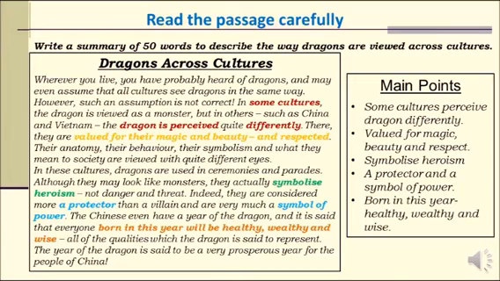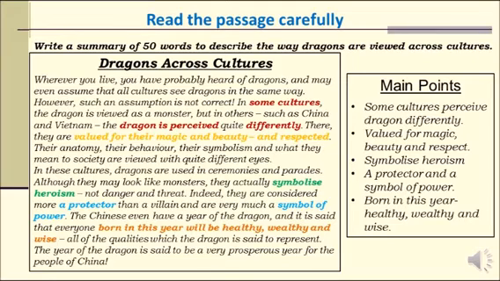See the first point. Some cultures dragon is perceived differently. See the sentence how it is and how I have written over here. Some cultures perceive dragon differently. See, you can change the structure of the sentence, but keep in mind that the meaning should be the same. It should not change the meaning. Look at the second point. Valued for their magic and beauty and respected. How have I changed it? I have made it very simple. Valued for magic, beauty and respect.